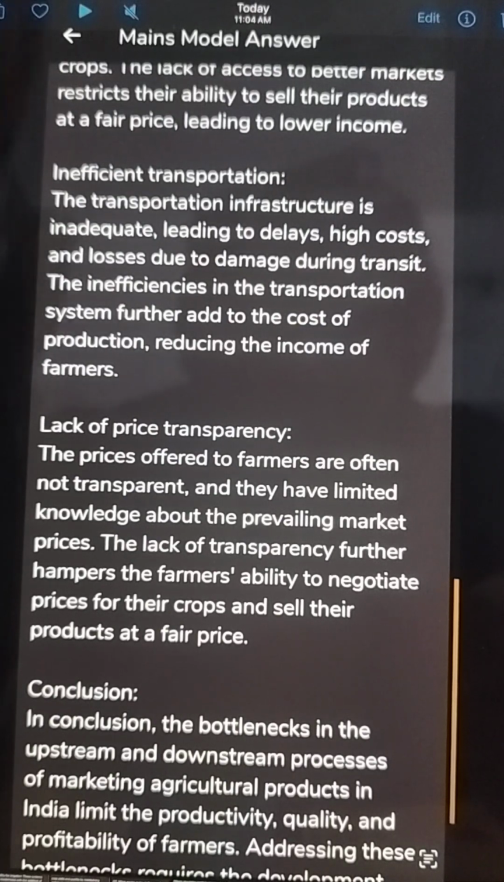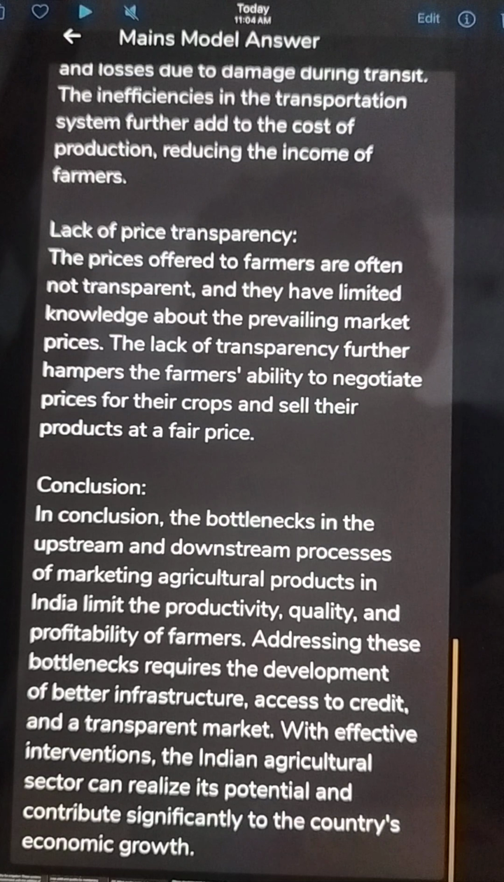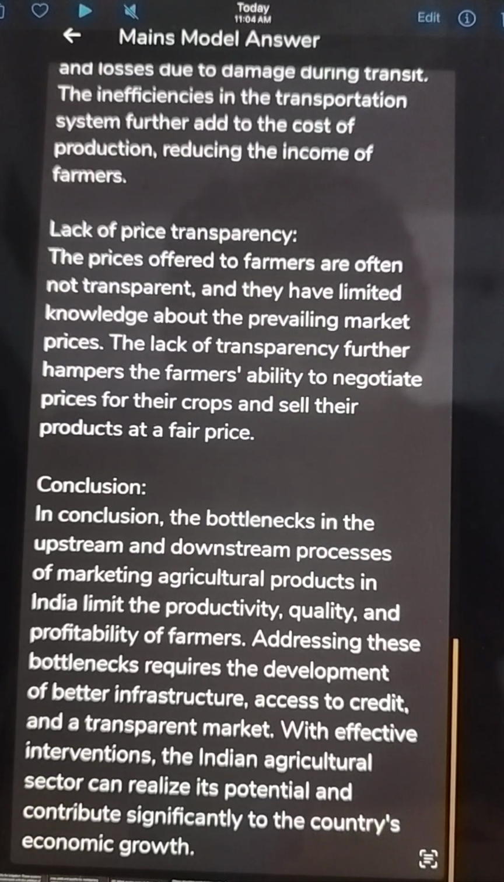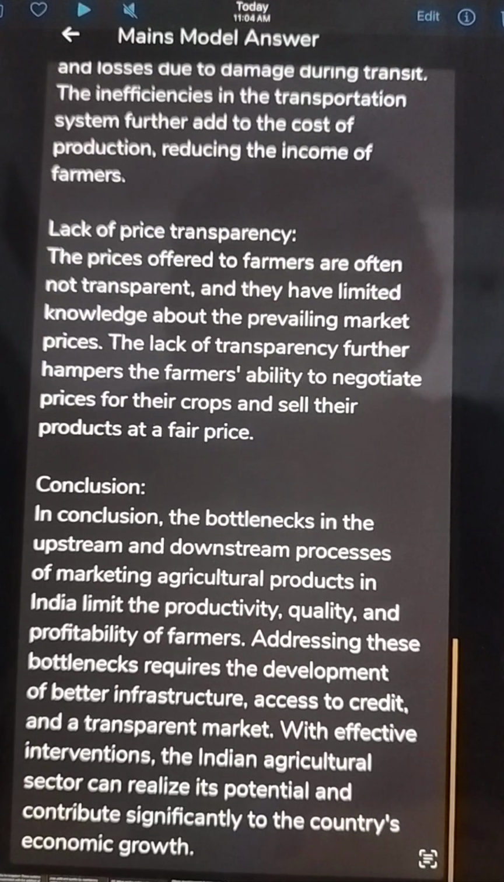In conclusion, the bottlenecks in the upstream and downstream processes of marketing agriculture products in India limit the productivity, quality, and profitability of farmers. Addressing these bottlenecks requires the development of better infrastructure, access to credit, and a transparent market. With effective interventions, the Indian agriculture sector can realize its potential and contribute significantly to the country's economic growth.